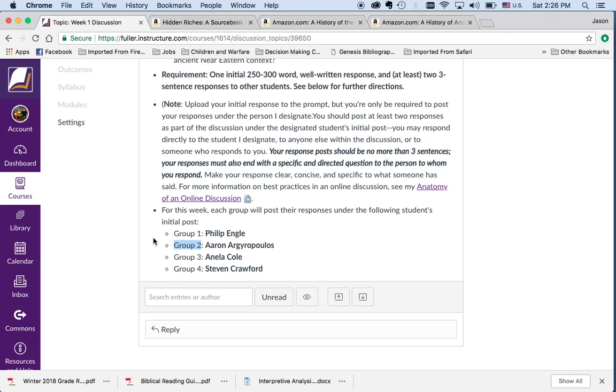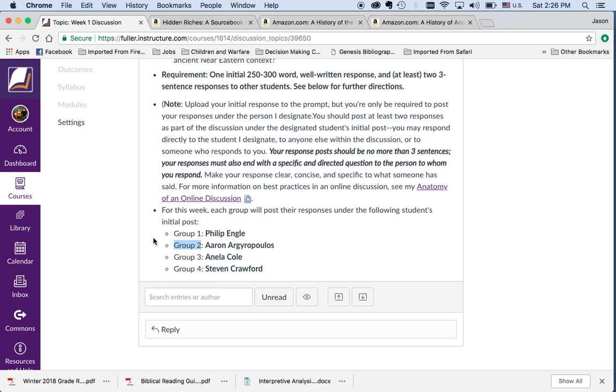Student 1 can respond to student 2 and 3. Student 2 and 3 can respond to 3 and 4. Student 3 can respond to 1 and 4. And student 4 can respond to 2 and 3. And there would really be no discussion. So what I'm going to do is force you to respond under one selected student per week.